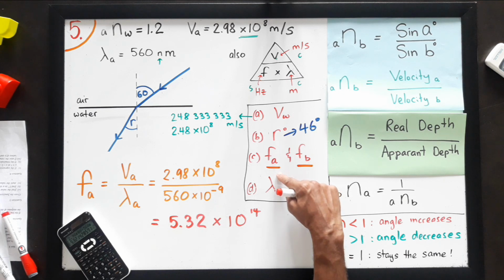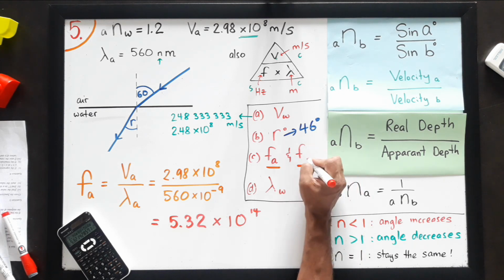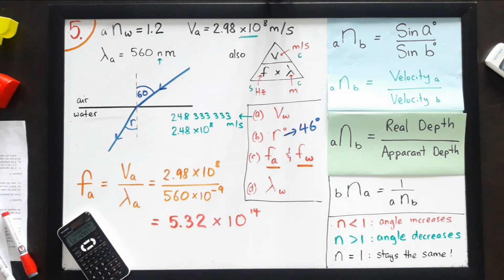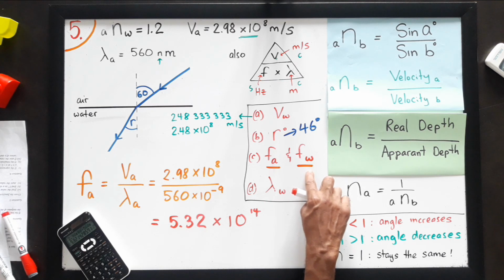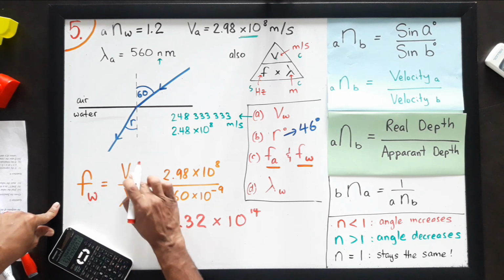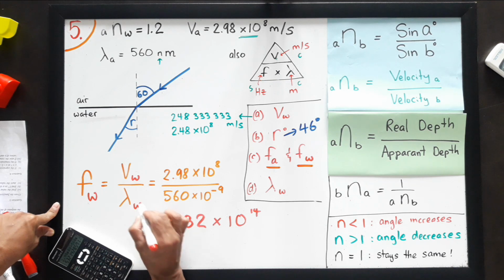And remember, the frequency in air and the frequency, well, this is supposed to be in water, I made a mistake. The frequency in the air and the frequency in the water is supposed to be the same. So there's no need for me to work out the frequency in water. For me to find the frequency in water, I would have to take the velocity in water and divide it by the wavelength in water.